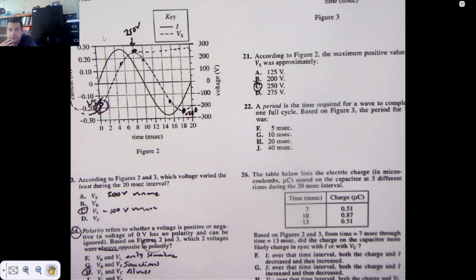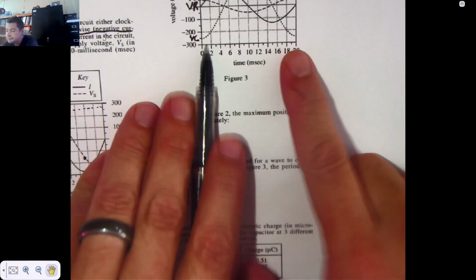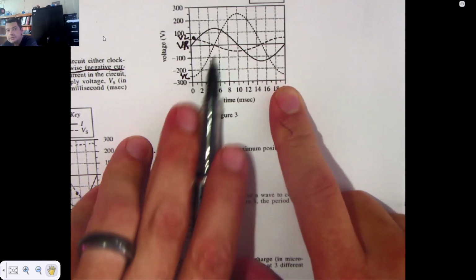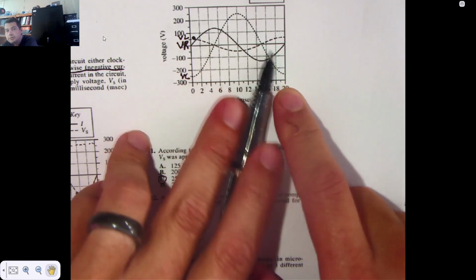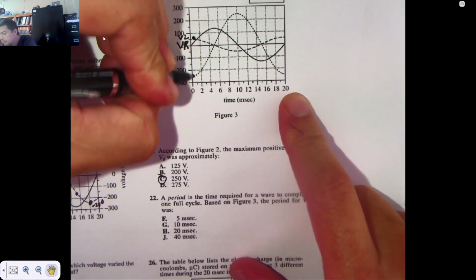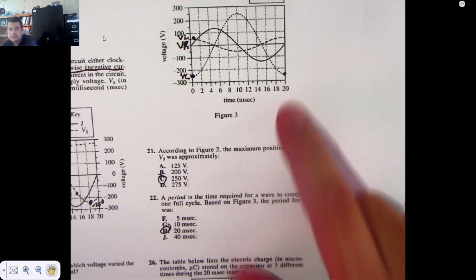A period is the time required for a wave to complete one full cycle. Based on figure 3, the period for V sub L, which is this guy. So if I follow V sub L, it rises to a peak and then it falls to a minimum, and that would represent one period. It's 20 milliseconds.